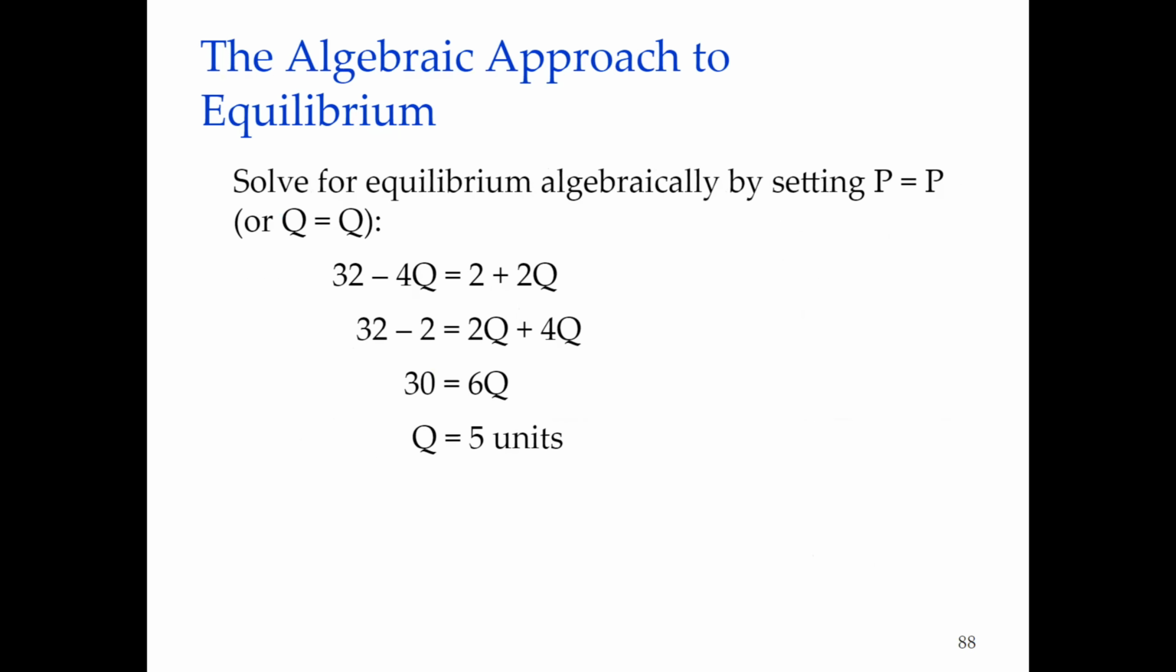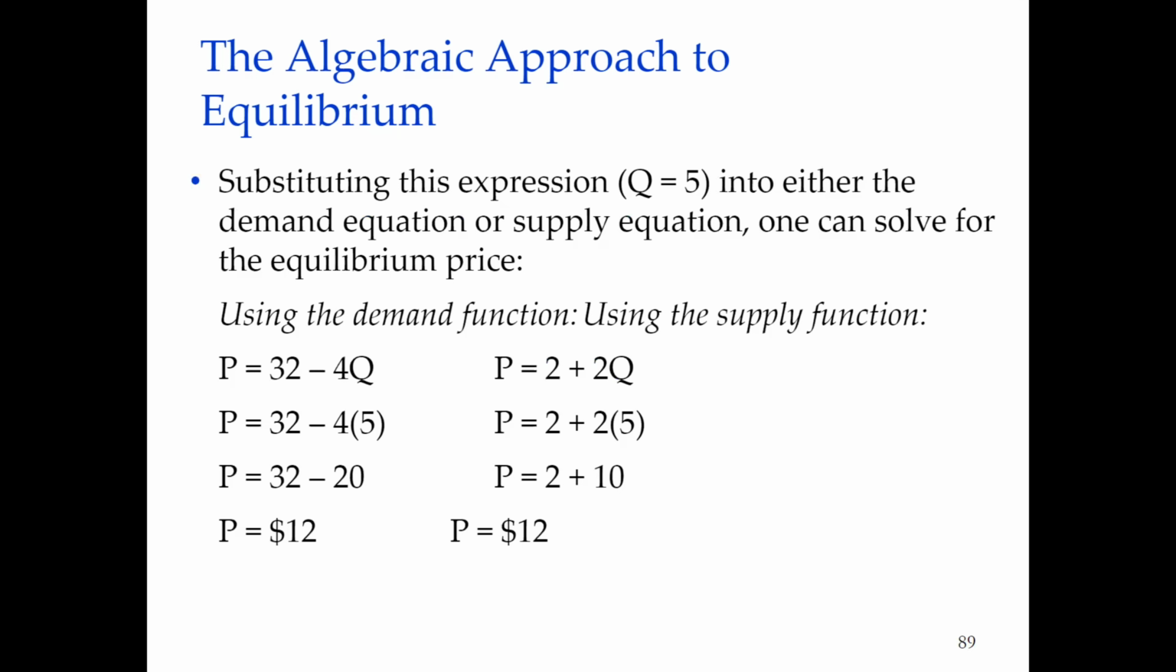Solving for equilibrium algebraically by setting P equal to P, or Q equal to Q, will give us a quantity of 5 units. Substituting Q equal to 5 into either the demand equation or the supply equation, one can solve for the equilibrium price using the demand function or using the supply function. Either one is supposed to give the same thing, P being equal to $12.